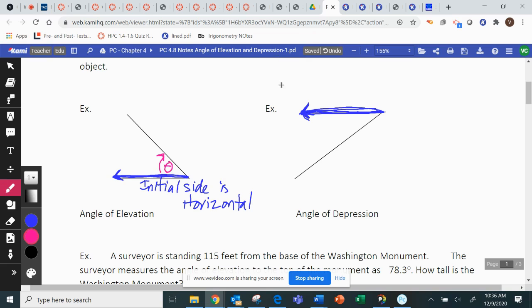If I start with a horizontal and I look down, now my theta is an angle of depression. But one more time, you have to start with the horizontal first. Okay?